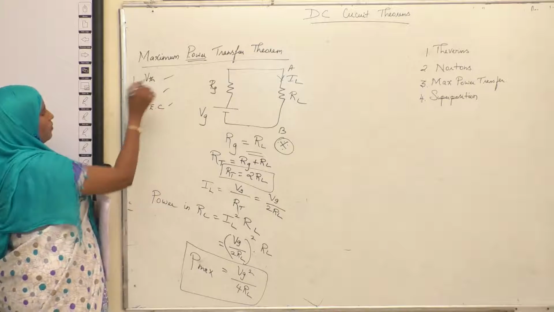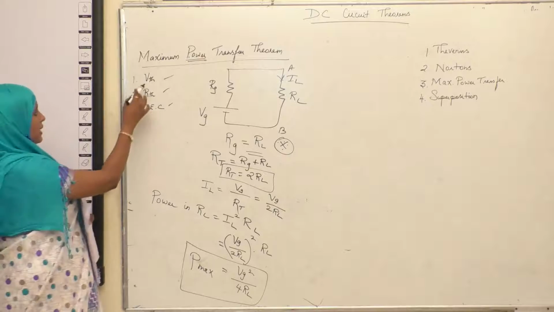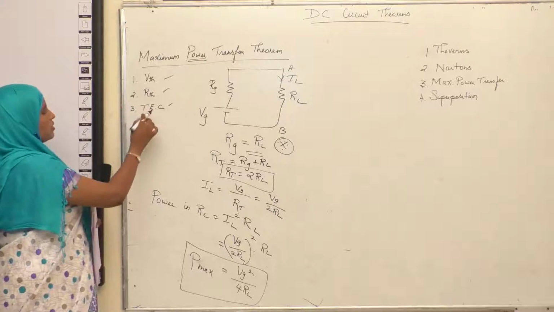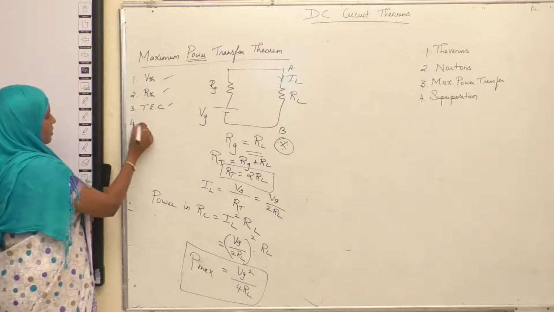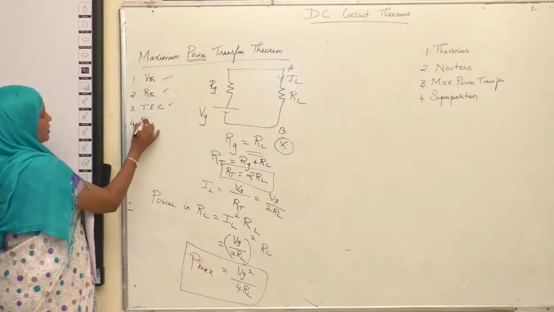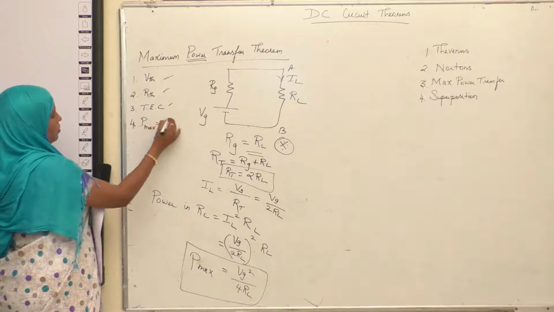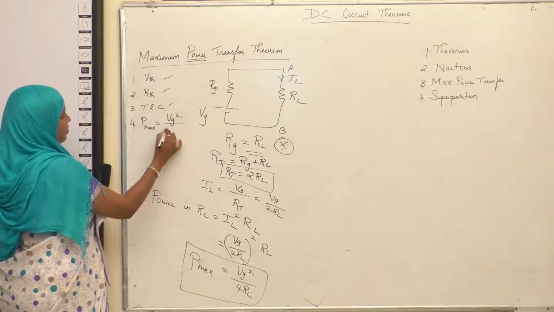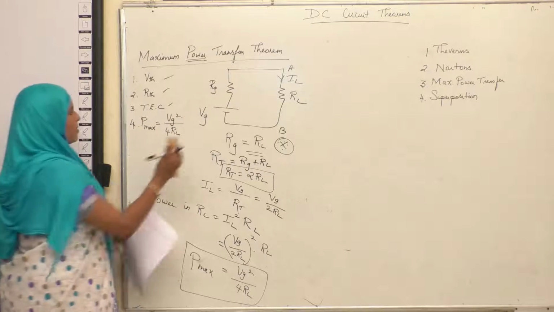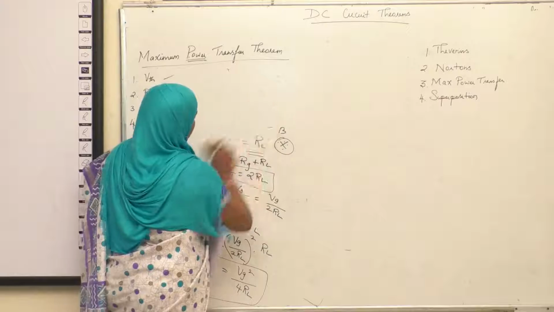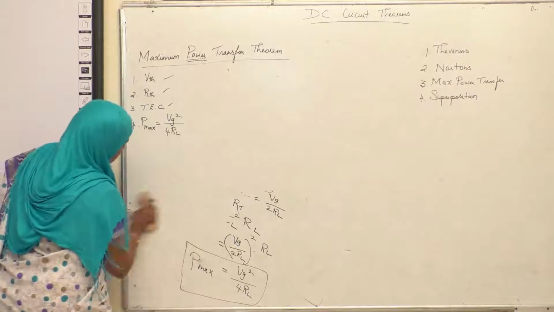So what you have to do for this is just find VTH, then find RTH, then you draw the Thevenin's equivalent circuit, and then your fourth step will be this formula. Substitute P max equal to Vg square by 4RL. That's all. This is for maximum power. So under this theorem, we will solve one simple circuit.